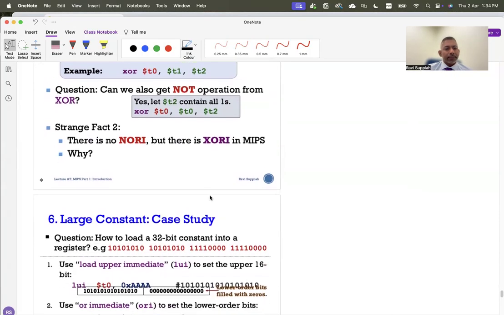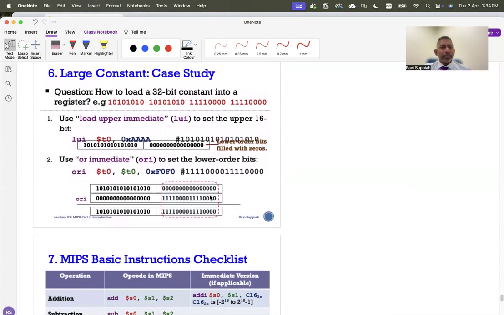Now, one interesting point here is how do I load a 32-bit constant into a register? Because my register is 32 bits, any instruction will need to set aside some bits for the instruction encoding, in terms of what is the operation you want to carry out. So you will never get the full 32 bits to store a value. So how can we solve this?